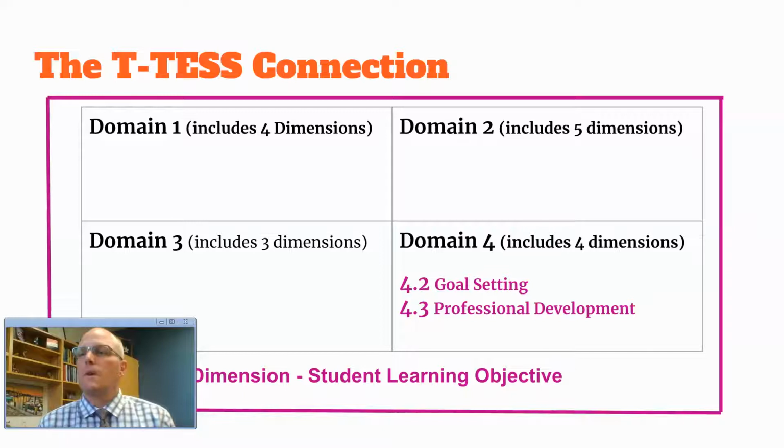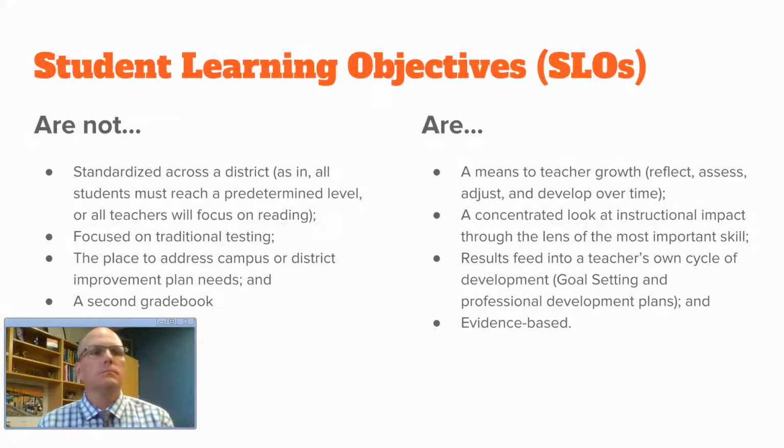This is the T-TESS connection. We have 4 domains in T-TESS, and within those 4 domains are 4 dimensions. We're going to add SLO as a 17th dimension. Here are the R naughts and the R's of SLO objectives. Give you a second to look over those.